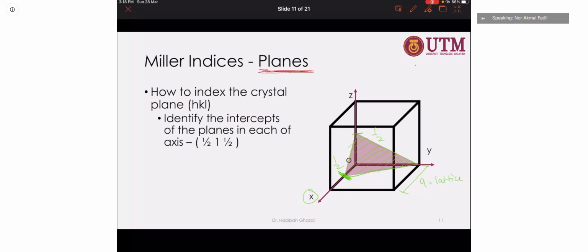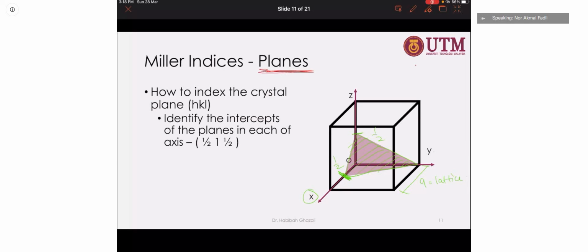Now you need to identify first. This one is not negative, not negative, just a space, just a hyphen.